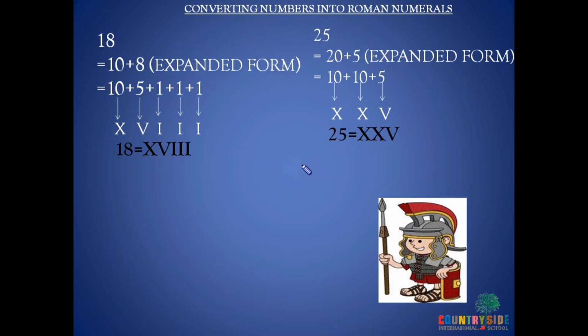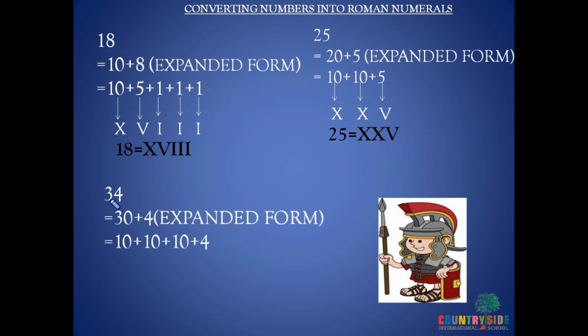Hope you're getting it, students. The third one is 34. For 34, first we'll have the expanded form, which is 10 plus 10 plus 10 and 4. As I told you, you have to remember the Roman numerals from 1 to 10. That will help you to make other Roman numerals up till 39.